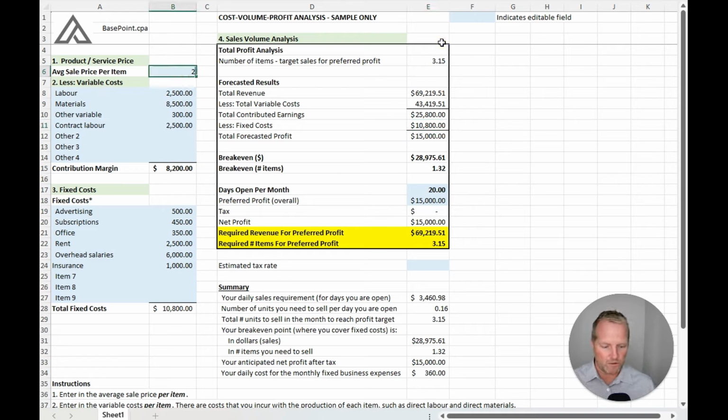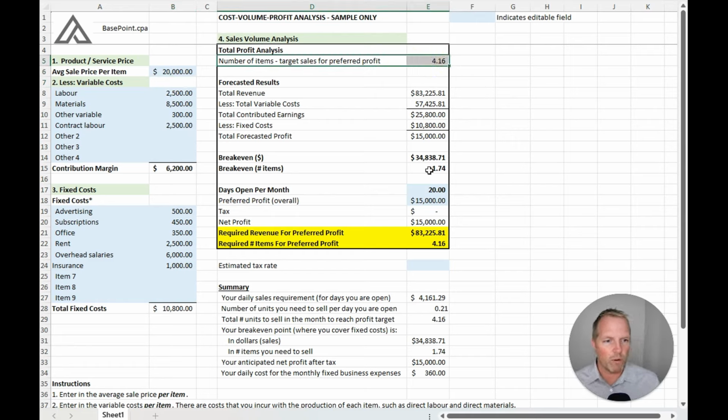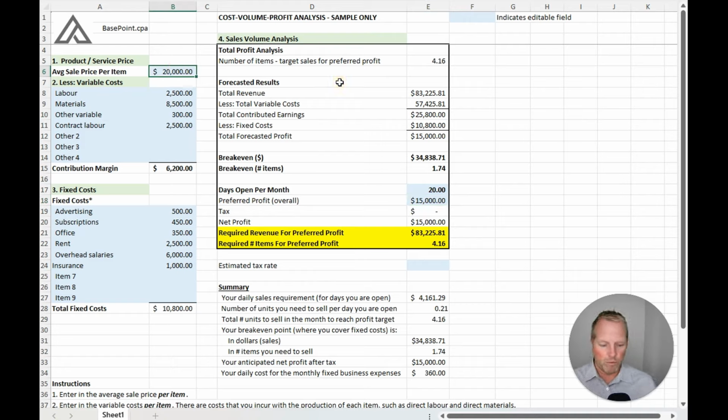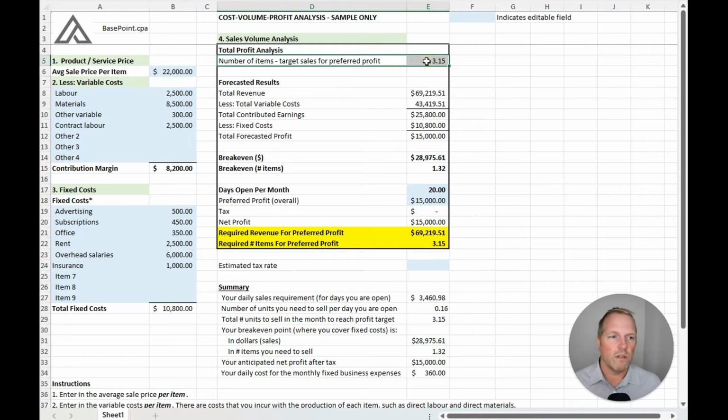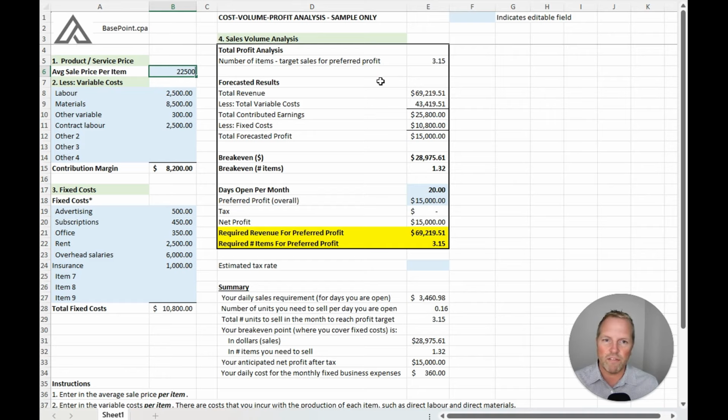So that's what we saw here. Say $20,000, right? You're having to do 4.16 jobs per month in order to pull out the 15,000. Again, that's before tax because we took that out there. But if we put the jobs up to 22,000 on the price front here, now we only have to do 3.15 jobs per month in order to hit that $15,000 profit target per month. And so you can really play with your pricing here, even 22,500. Now we've dipped below 3 projects per month, 2.97, simply by bumping up the price even by $500.